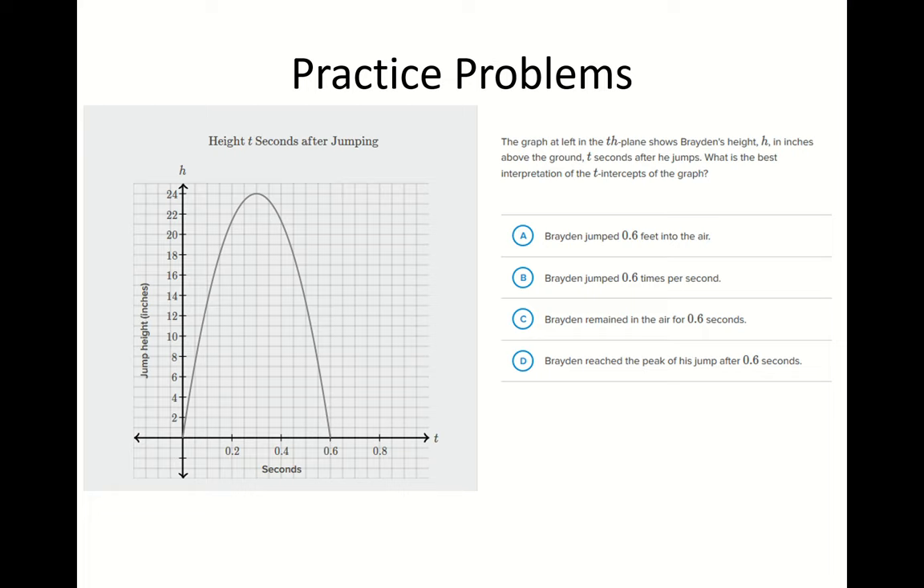So, Braden jumped 0.6 feet into the air. Well, clearly he jumped more than just 0.6 feet. He jumped up to 24 inches, so we know that's wrong in the first place. And also, 0.6 is not something that's discussed in terms of that. The t-intercept has nothing to do with the height, really. It has more to do with the x values.